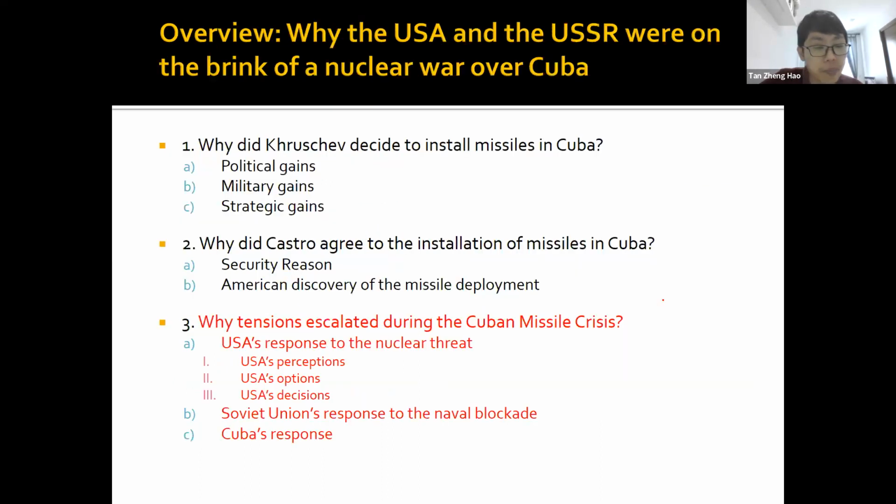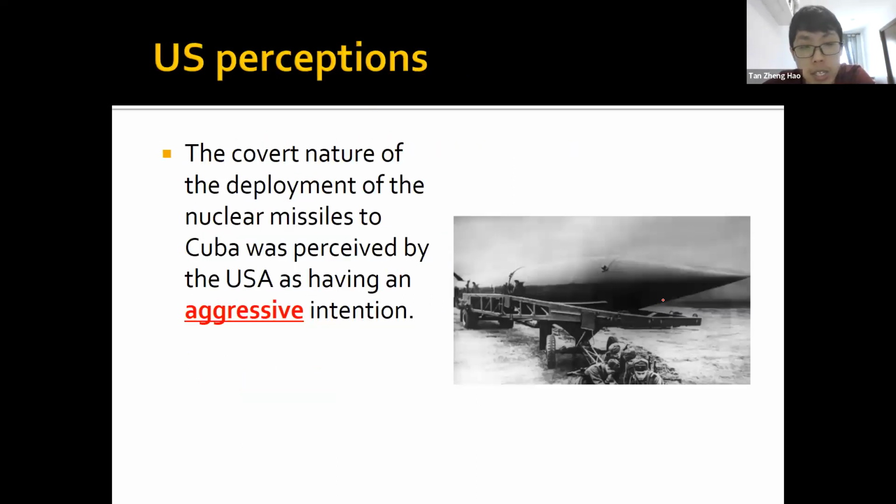All right. So if missiles start to appear in Cuba, what was the response by the US? What was the Soviet Union's response to the US action? So let's go and find out a little bit more. So first of all, the US felt that Cuba has aggressive intention.